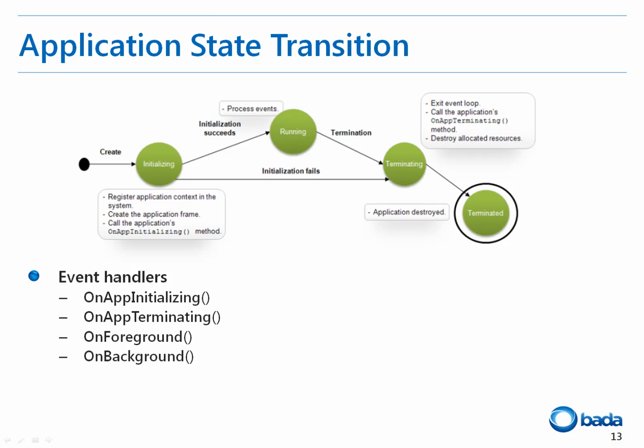In the terminating state, the application removes its own resources and saves its preferences. This can be done in the OnAppTerminating event handler. The web application does not need to remove its own resources, since the web framework does it automatically. And in the terminated state, the application framework removes the application from memory. Since we've already discussed the event handlers in the previous slides, let's move on to the other event handlers and methods of this class.